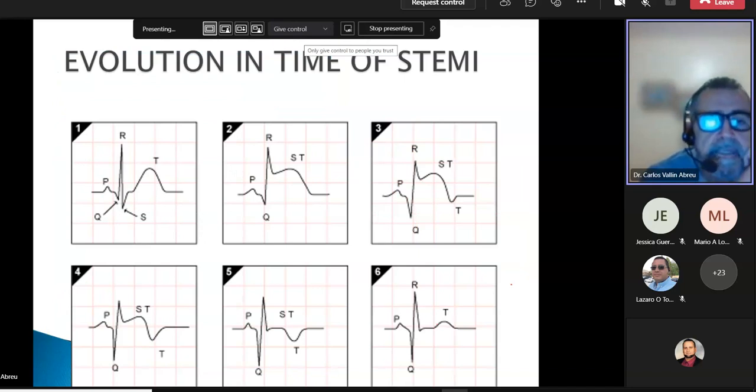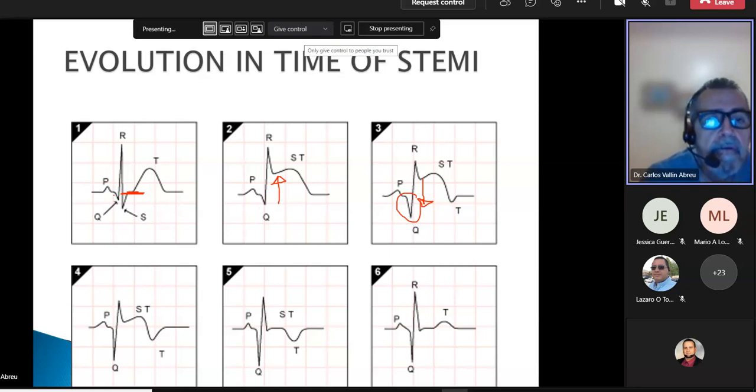One presentation is when the ST segment, this horizontal line that is here is called the ST segment, elevates. It's called ST elevation myocardial infarction. This is the typical myocardial infarction. If this infarction is left to the natural evolution, after 3-4 days, this elevation starts returning back to normal, but the Q wave starts growing.